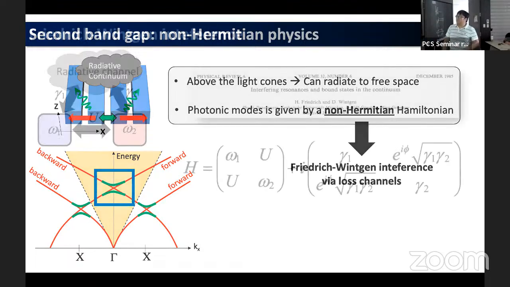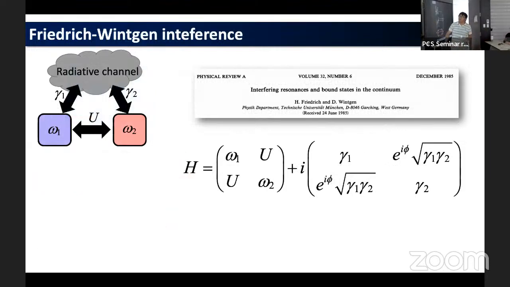radiative continuum. So the seminal paper in 85 from Friedrich and Wintgen successfully described the interference mechanism of two resonators, both radiating to the same radiative channel, with gamma 1 and gamma 2. They can also couple through U, and they used this very simple scheme to explain the formation of the so-called bound state in the continuum that was predicted by von Neumann and Wigner in the 30s.